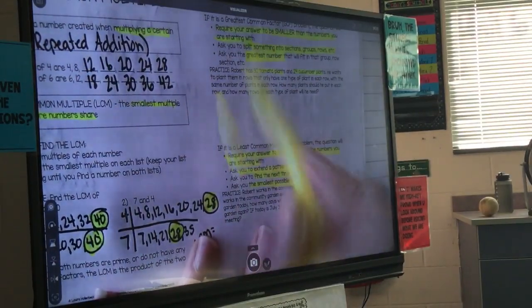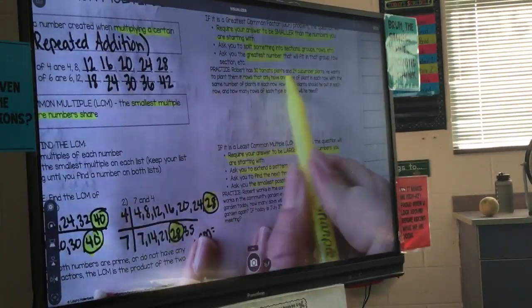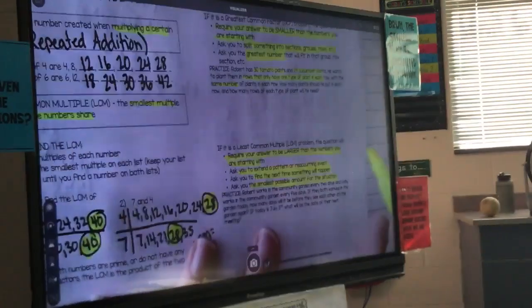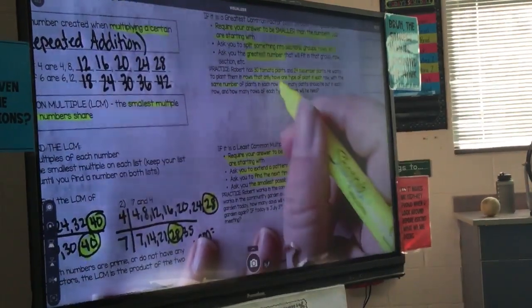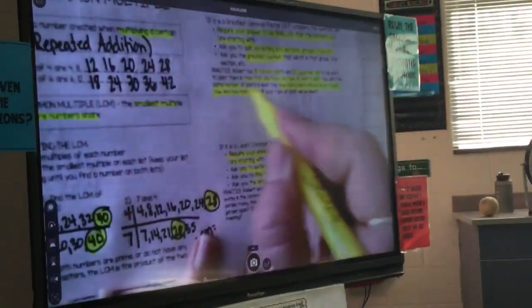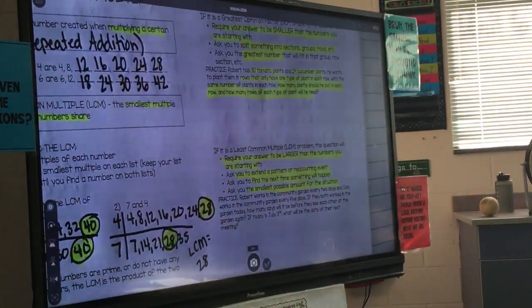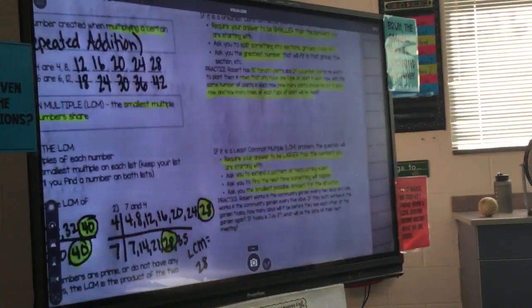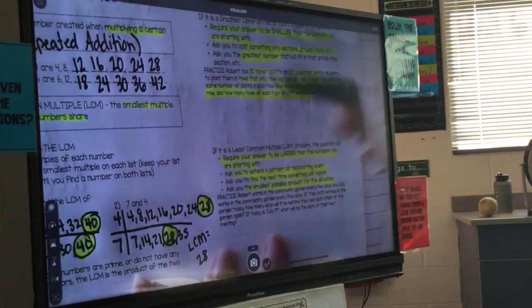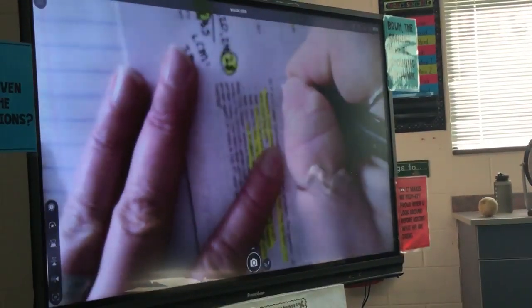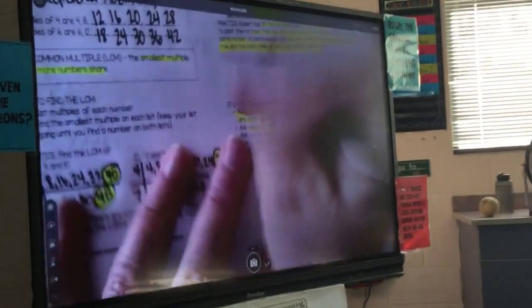It says he wants to put them in rows that only have one type of plant, and then he wants to have the same number of rows. And your question is to make sure that you answer this. Are you finding GCF or LCM for the first one? GCF. It falls under the GCF information. I'm going to turn my paper sideways because I don't have enough room. So you have 30.